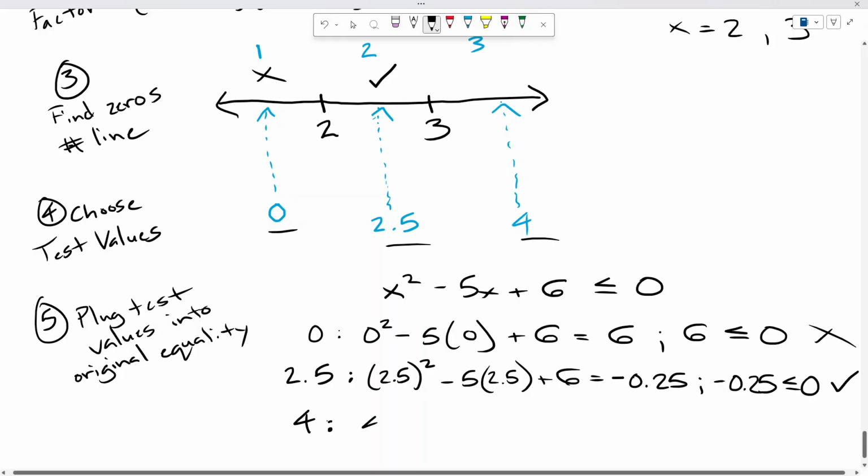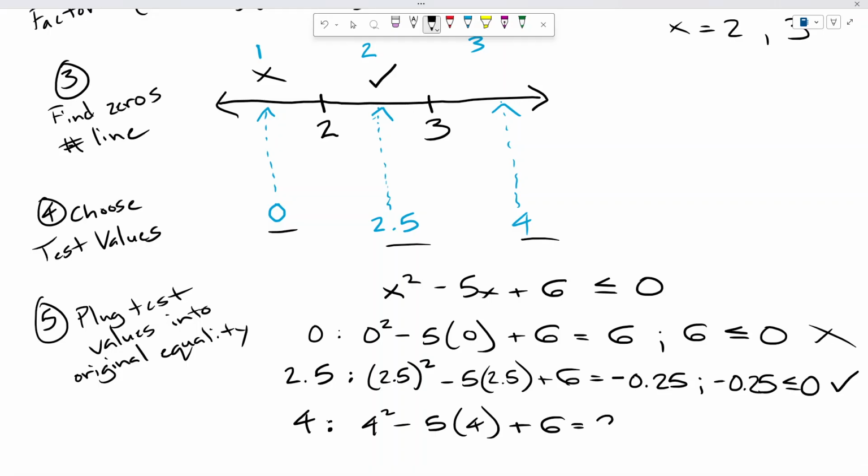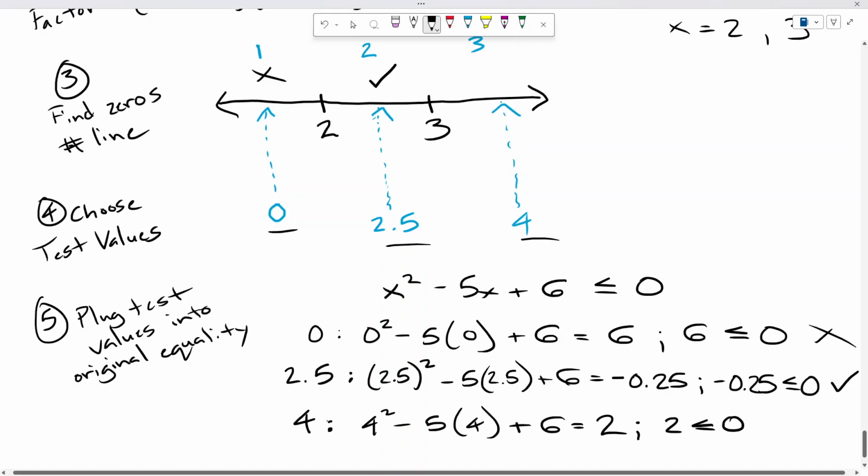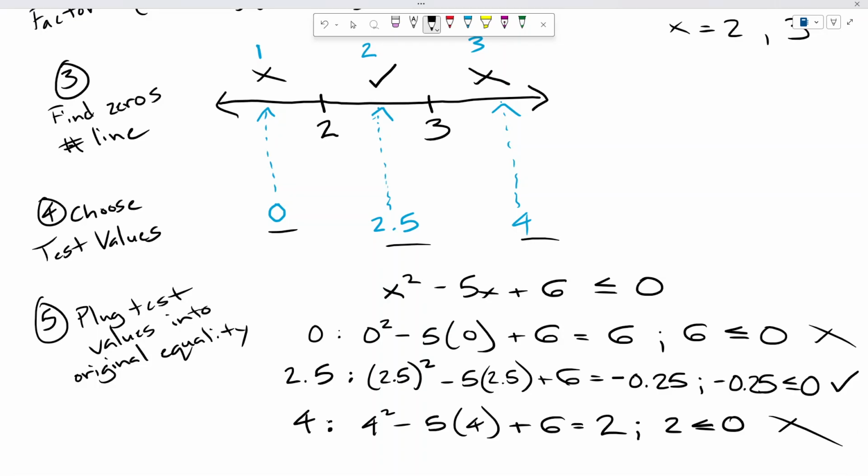And now let's do our last interval here with 4. So we have 4 squared, that's 16, minus 5 times 4, so 16 minus 20, that's negative 4, plus 6 is positive 2. Well, is 2 less than or equal to 0? That is also not true. So interval 3 here, we would say, is not true.